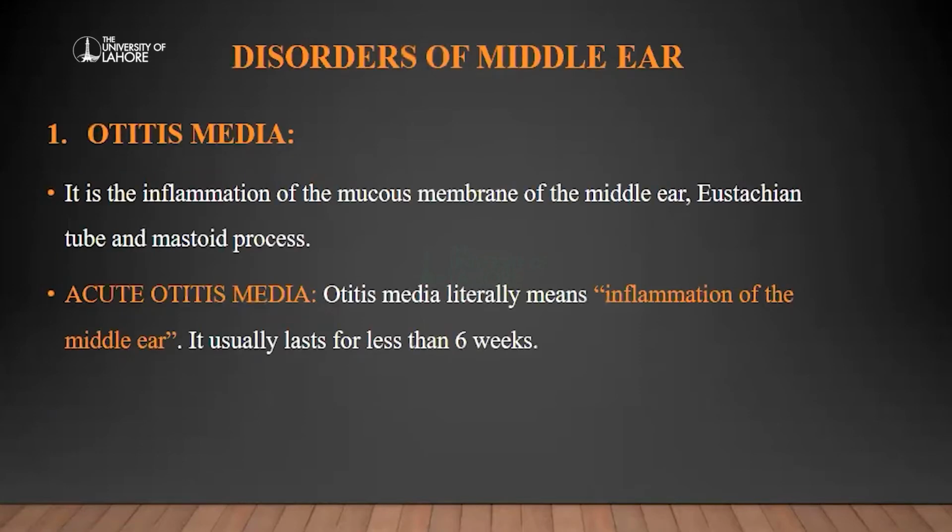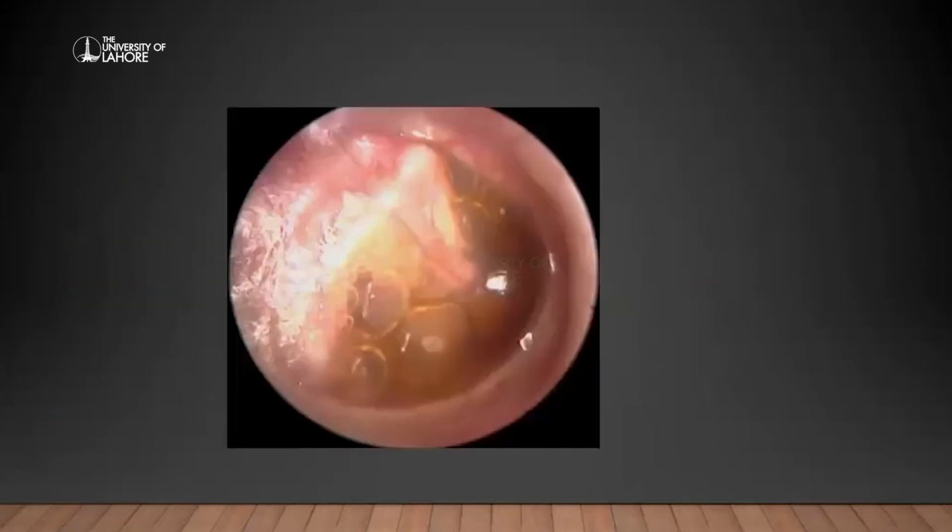Disorders of the middle ear. Otitis media. It is the inflammation of the mucous membrane of the middle ear, eustachian tube and mastoid process. Acute otitis media is the type of otitis media in which inflammation of the middle ear occurs and it lasts for less than 6 weeks.